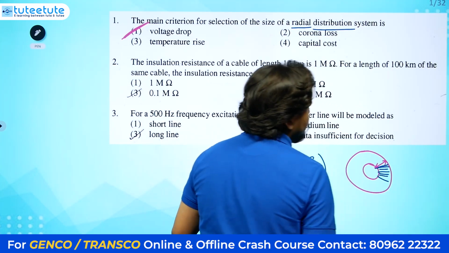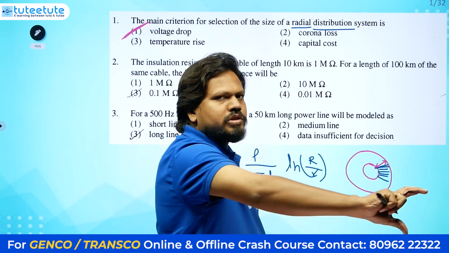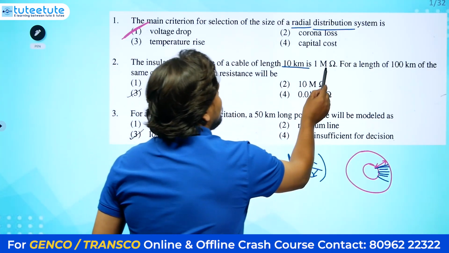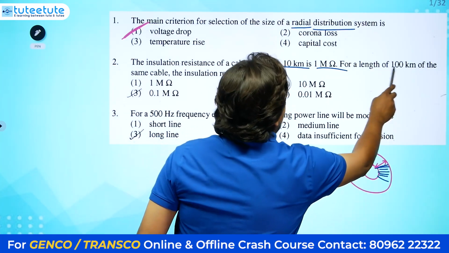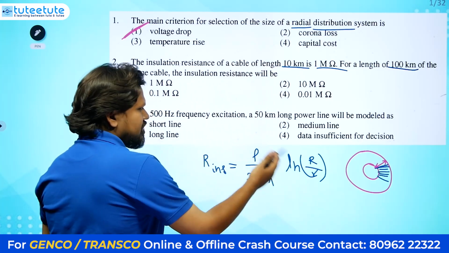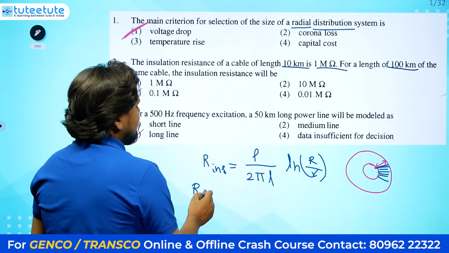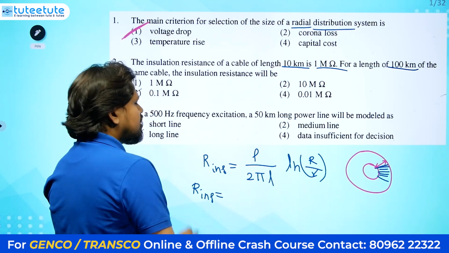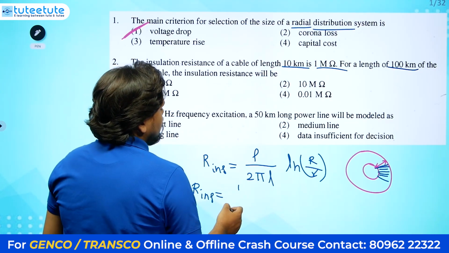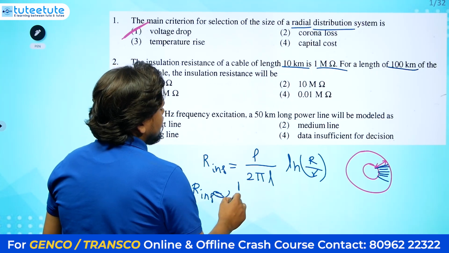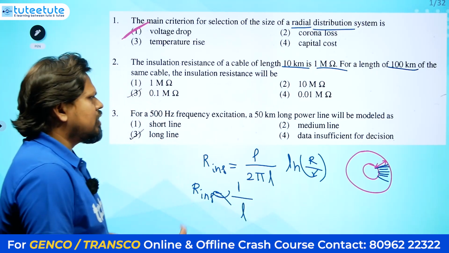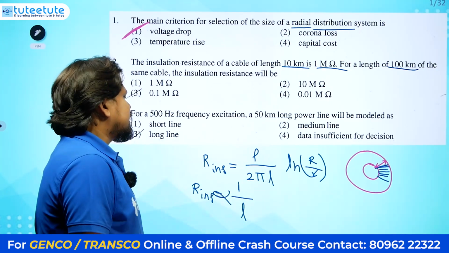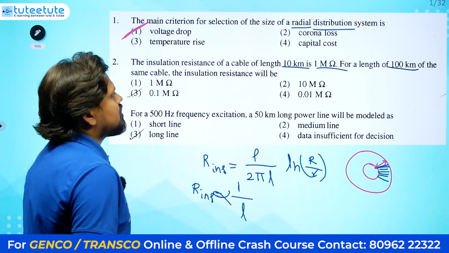So they are asking about a length of 100 kilometers, whereas previously for 10 kilometers this was the value. Whenever the length is 100 kilometers, what will happen? We don't need the whole formula. The insulation resistance is directly inversely proportional to L, and that is all we need. The remaining terms we don't need. So L is inversely proportional for the insulation resistance.